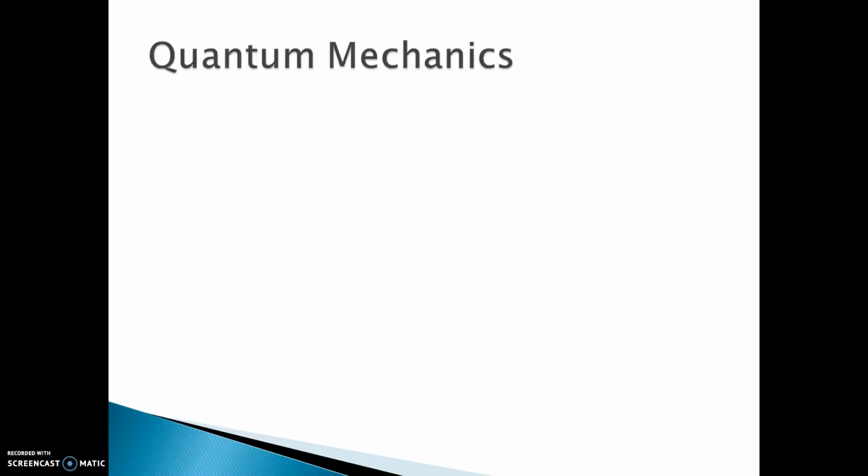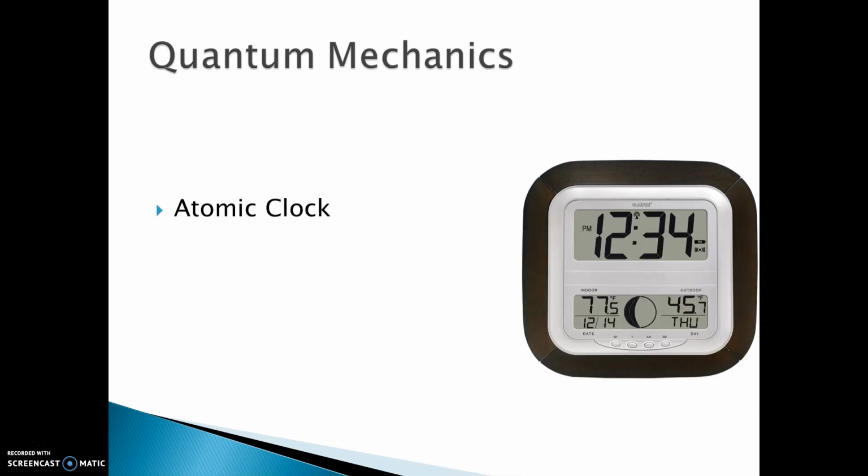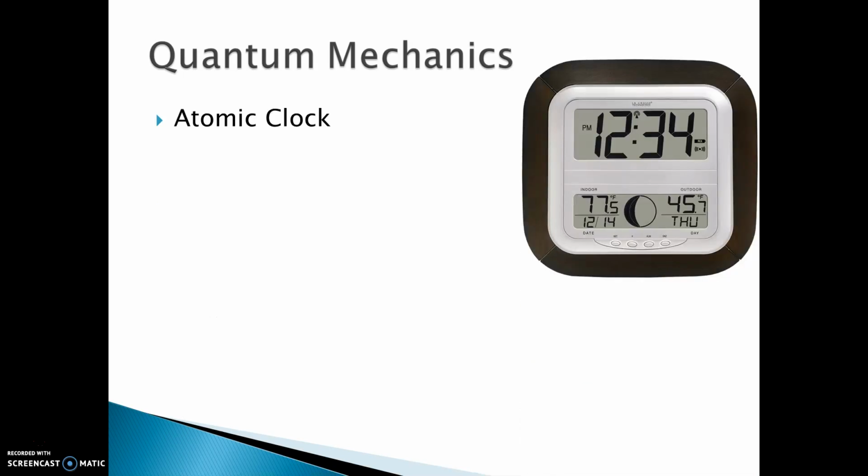Last, we're going to discover quantum mechanics and some examples of quantum mechanics in current day. Today, the most precise clocks in the world are atomic clocks. They're able to use principles of quantum theory to measure time. They monitor the specific radiation frequency needed to make electrons jump between energy levels.